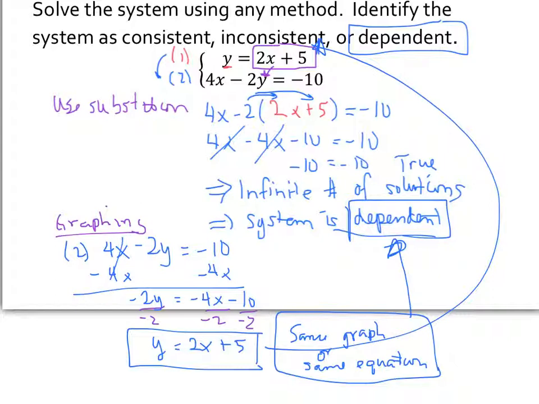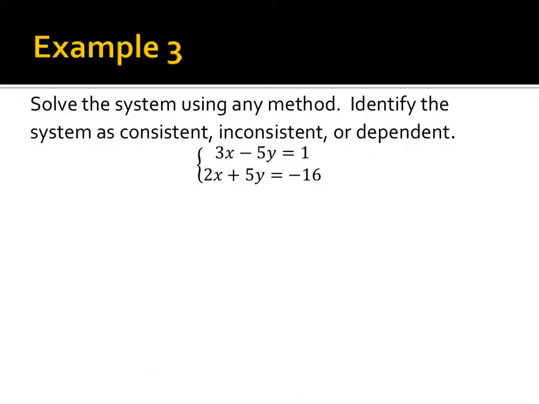So again, just to recap, I think substitution would be nice because somebody has already solved it for me. So I think, why not use the work that somebody else has done? I get something that's true, so that means dependent, and there's another way to do it by graphing if you so choose. Again, it's up to you. Choose the method that works the best for you and that's fastest. Most effective, as I say.